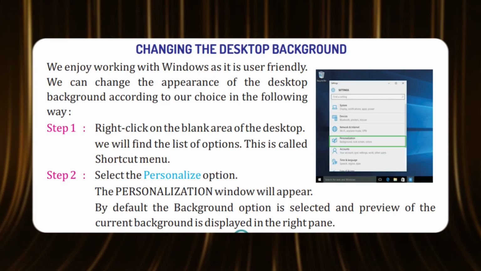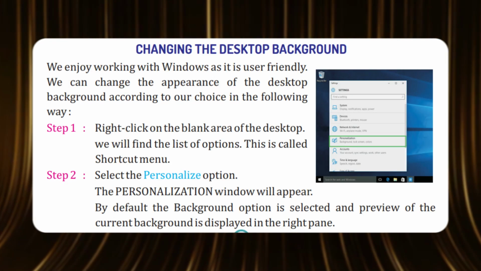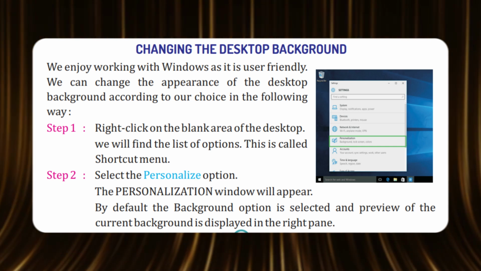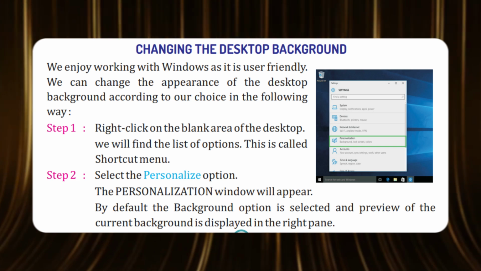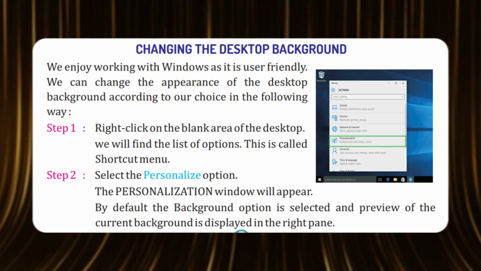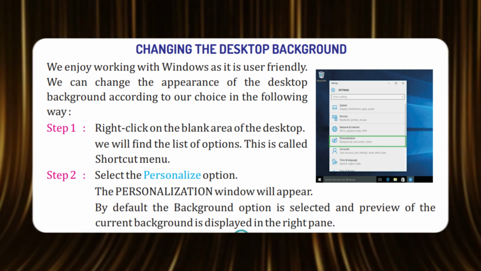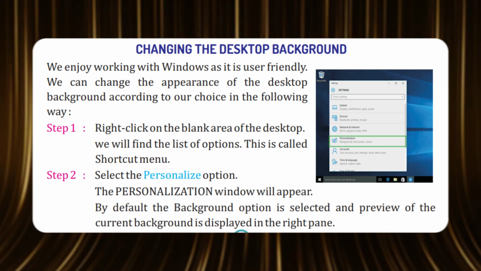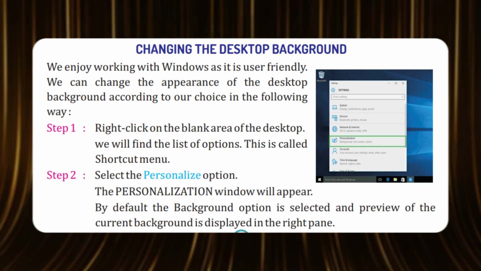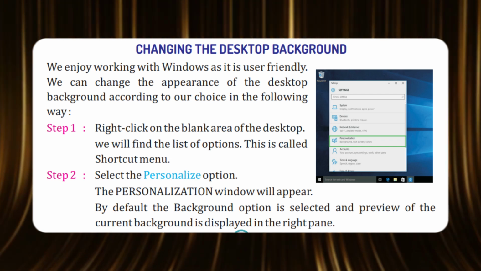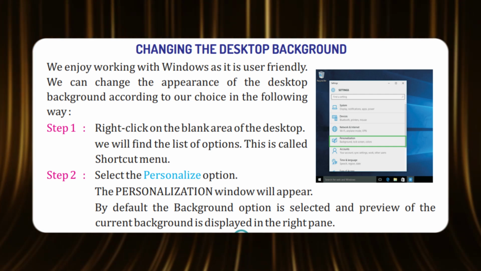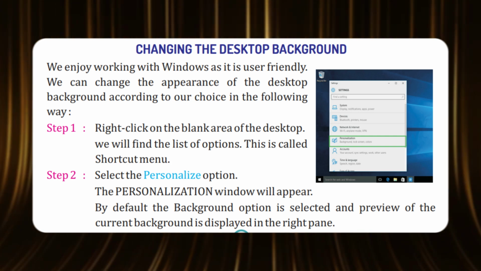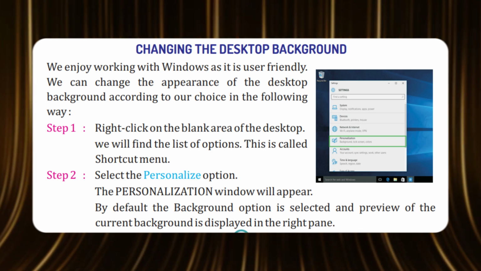Changing the desktop background. We enjoy working with Windows as it is user-friendly. We can change the appearance of the desktop background according to our choice in the following way. Step 1. Right-click on the blank area of the desktop. We will find the list of options. This is called the Shortcut menu. Step 2. Select the Personalize option. The personalization window will appear.